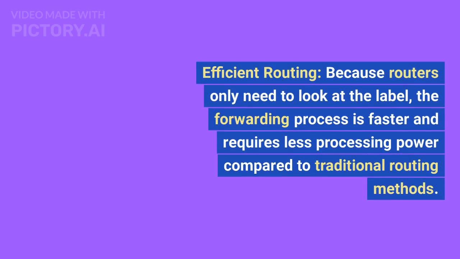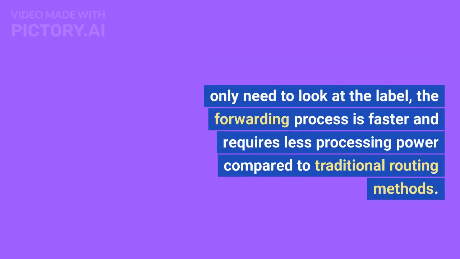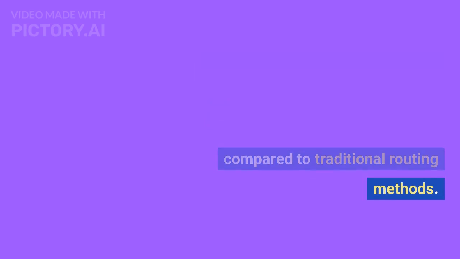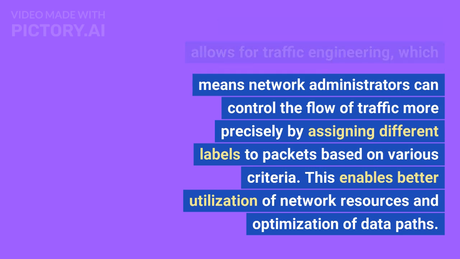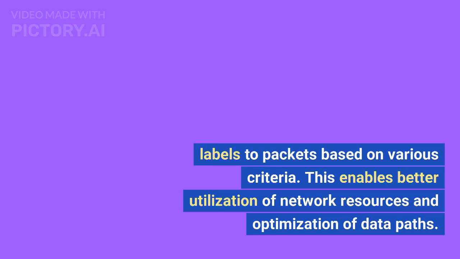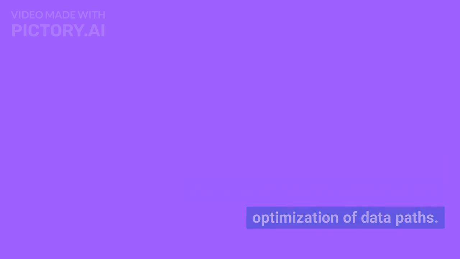Efficient routing. Because routers only need to look at the label, the forwarding process is faster and requires less processing power compared to traditional routing methods. Traffic engineering. MPLS also allows for traffic engineering, which means network administrators can control the flow of traffic more precisely by assigning different labels to packets based on various criteria. This enables better utilization of network resources and optimization of data paths.